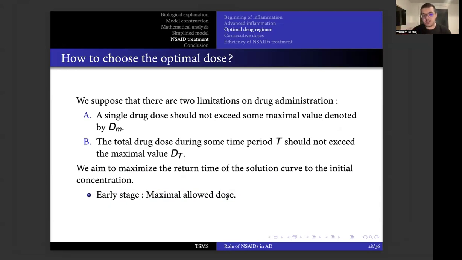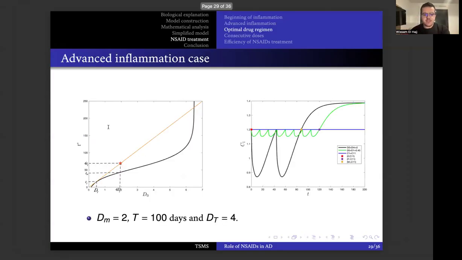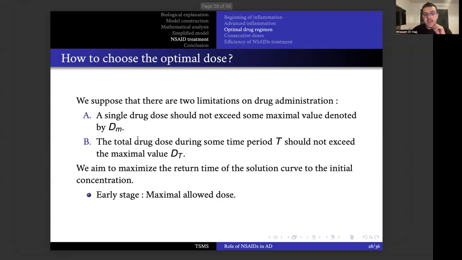We have some limitations. First limitation, a single dose cannot exceed a maximum value. If I take 1 dose, the maximum value is dm. You cannot take a very large dose. It has a dm value. I guess dm is 2. I will do an example.